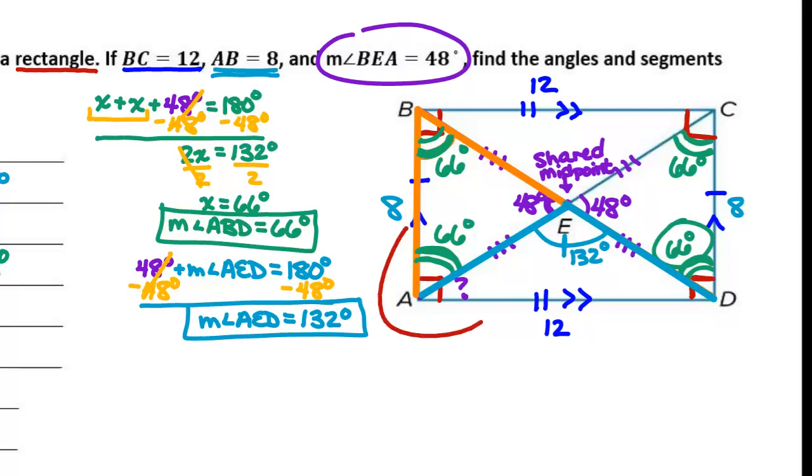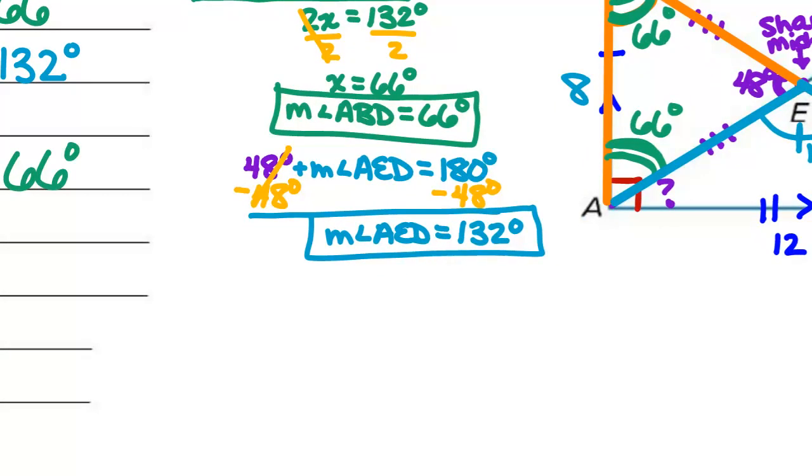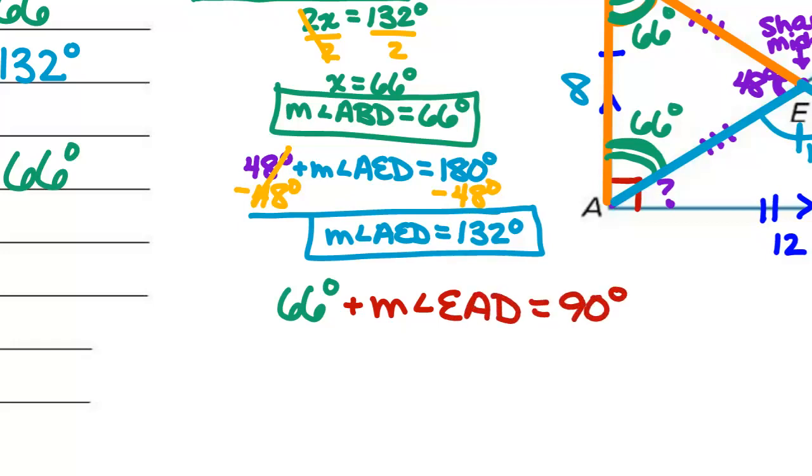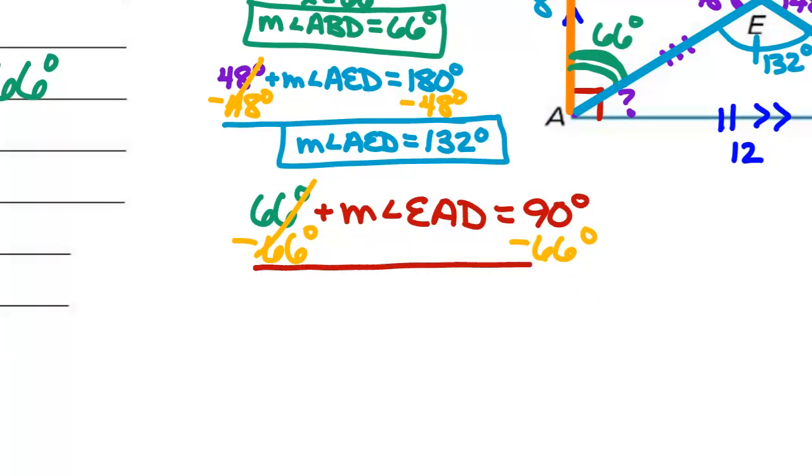90 minus 66. Looking at this angle right here, I know that corner of the rectangle is 90 degrees because we have 4 right angles. So 66 plus the measurement of angle EAD is equal to 90 degrees. And then we subtract 66 from both sides. And the measurement of angle EAD is 24 degrees.